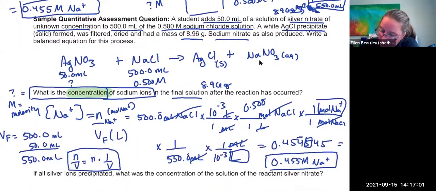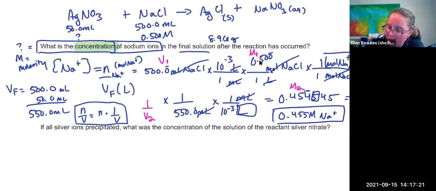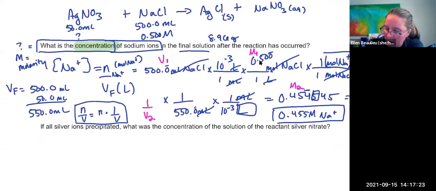I'll just illustrate why they both work. Here is our V1, here is our M1, and here is our 1 over V2, and we are solving for M2. So that's why this works: M1 V1 divided by V2. So we basically did the shortcut, but we also added some metric conversions in there.